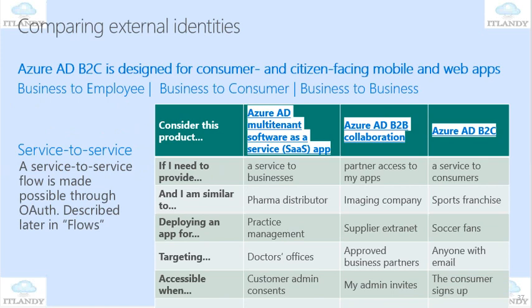Comparing external identity, Azure B2C is designed for consumers and citizen-facing mobile and web applications, business to employee, business to consumer, or business to business. These are some of the examples, and we can see how that works. A service to service flow is made possible through OAuth 2, described later. Something to consider is distributors, suppliers and so on, and this is an example to show you what Azure AD B2C can be utilized for. So let's move on to the next slide.